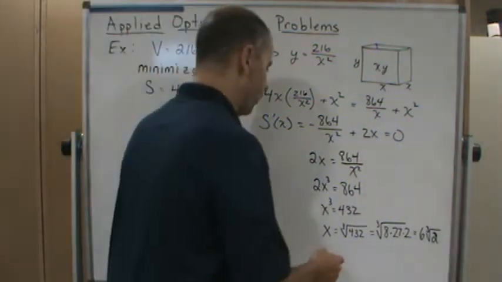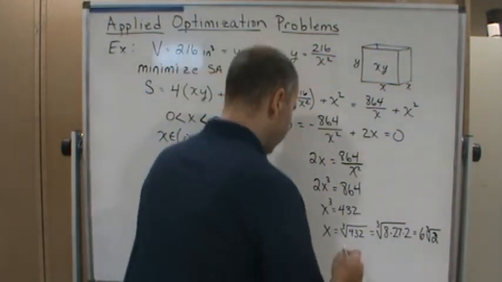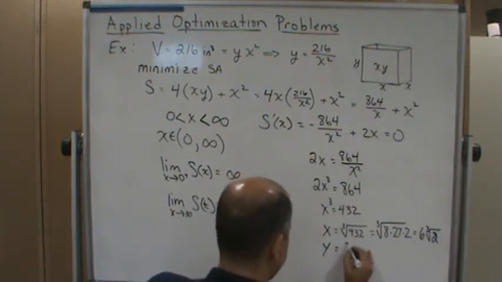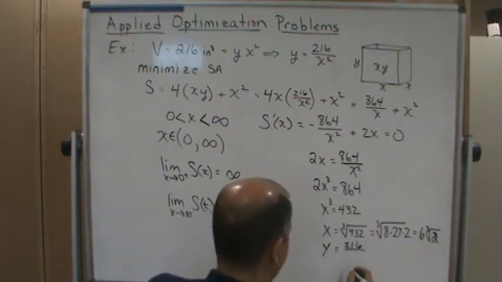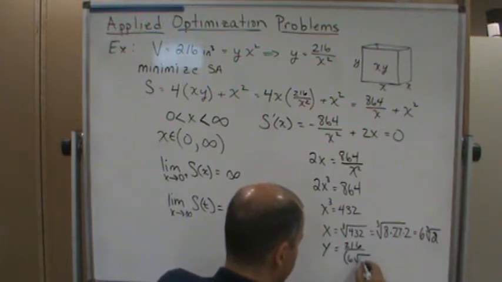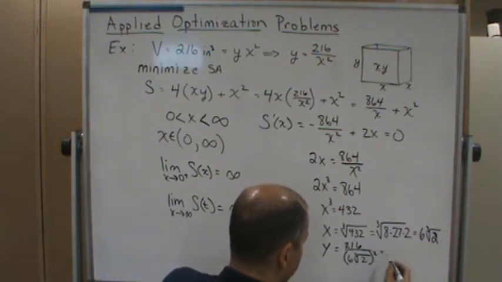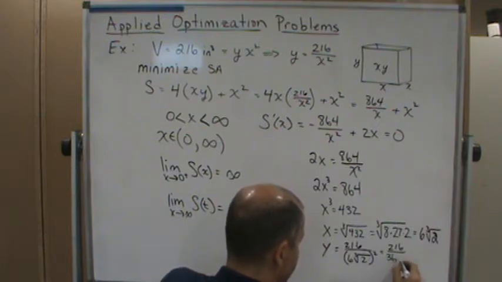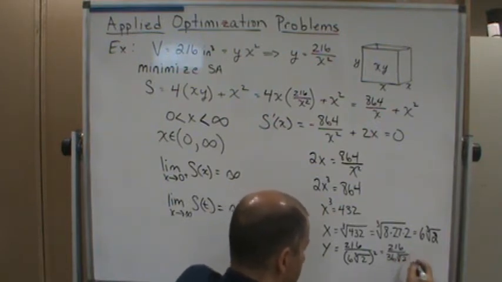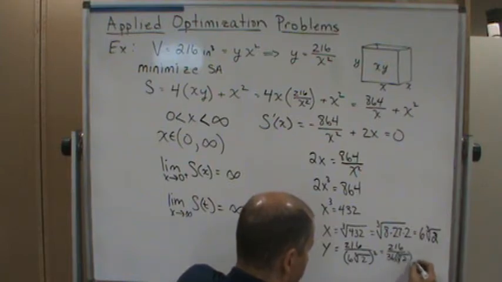So what is my corresponding y value? Well, let's do that. Well, y equals 216 divided by x squared. Well, what's x squared? It's going to be 6 times the cube root of 2, quantity squared. So that gives us 216 over 36 times the cube root of 2. Oh, this is squared. So this whole thing is quantity squared.